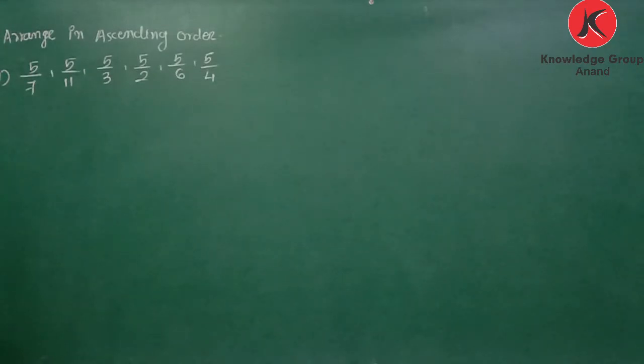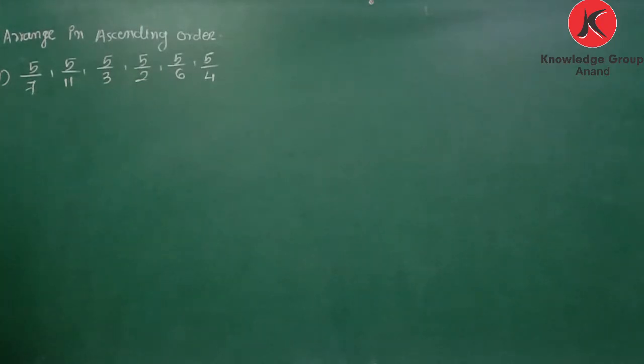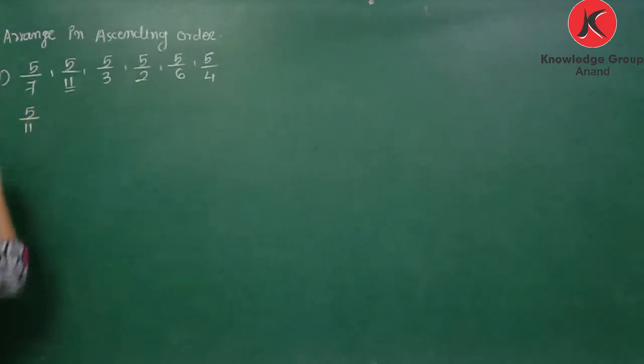Now, from this, which one will be the smallest one? You can see the numerators are the same. So the denominator that is largest becomes smallest. So now, which one is the largest? 5 by 11. So 5 by 11 will be first.